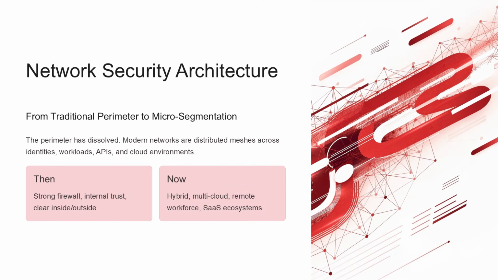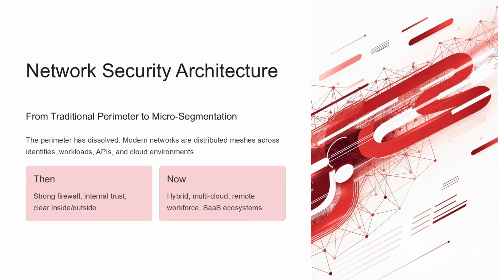If you look back at how enterprise networks were designed 20 years ago, the model was simple. You had a strong external firewall, an internal trusted network, VPN access for remote users, clear separation between inside and outside. That model worked when applications lived in data centers, users sat inside offices, and infrastructure was predictable. But today, your enterprise likely operates in hybrid environments, multi-cloud architectures, remote workforce models, SaaS ecosystems, API-driven integrations.